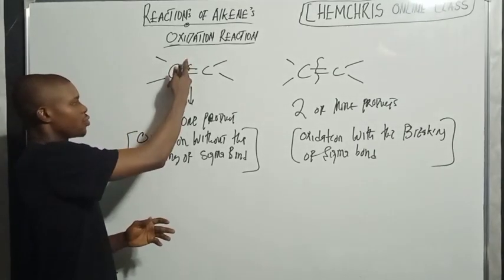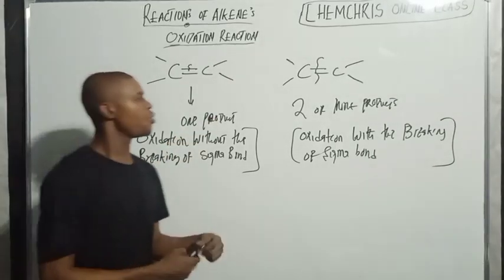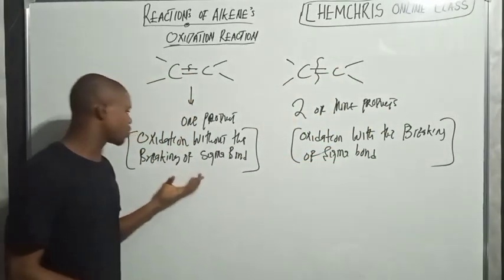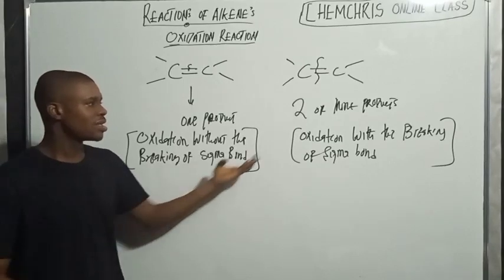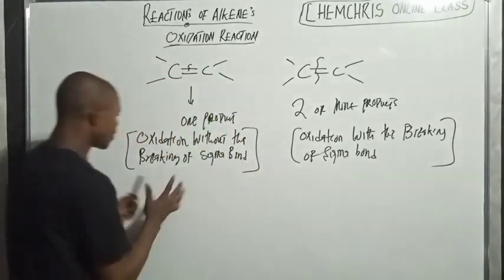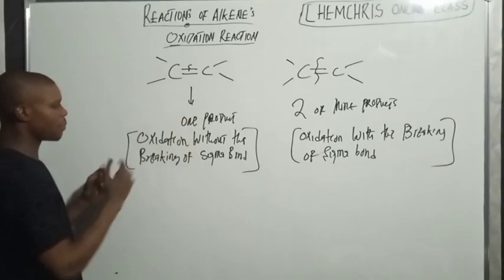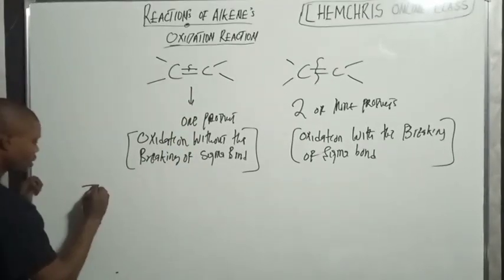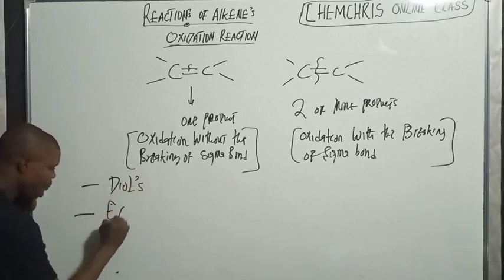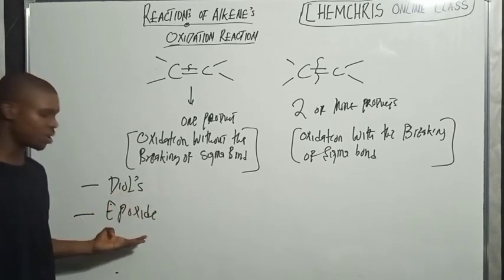When you break only the pi bond, you don't touch the sigma bond, and one product will be formed. When you break both the pi bond and the sigma bond, two or more products will be formed. So this one involves oxidation without the breaking of the sigma bond, and this one involves oxidation with the breaking of the sigma bond. Now the possible products when you break only the pi bond are diols and peroxides. So you can either form a diol or a peroxide.